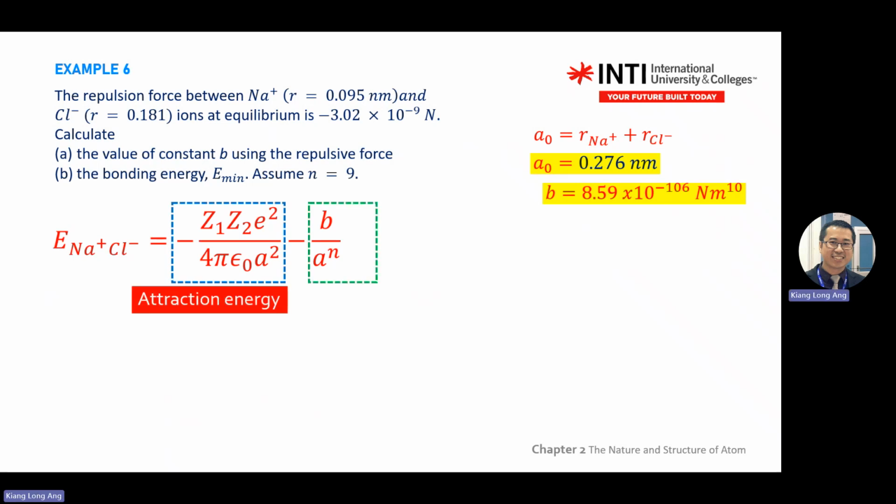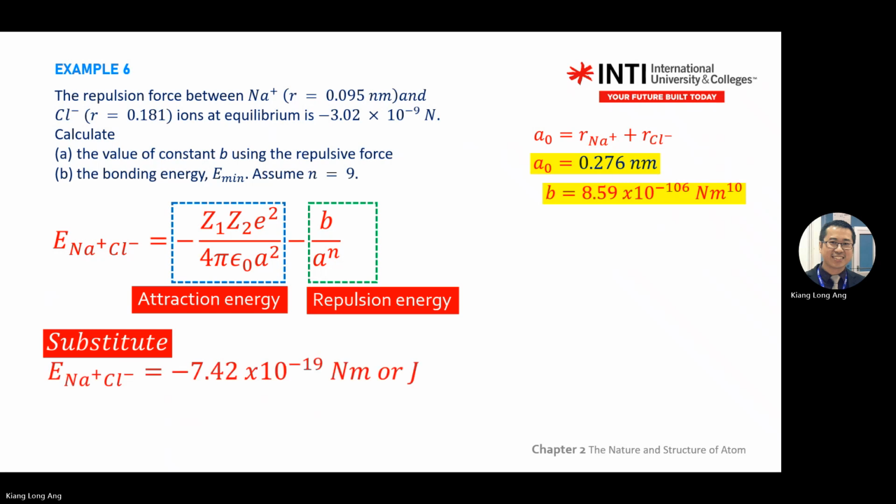Then you move on to the energy. Energy has a negative, negative sign. You substitute the values. You have all these values: Z1, Z2, e you already know. Epsilon is 8 point something, e is 1.6 something. A you calculated already. B you already found just now. N was given, A was given. You substitute the values and you get negative 7 point something newton meter, or joule. Okay, so this is an application of the equation.